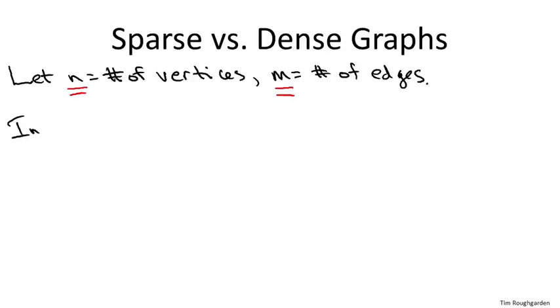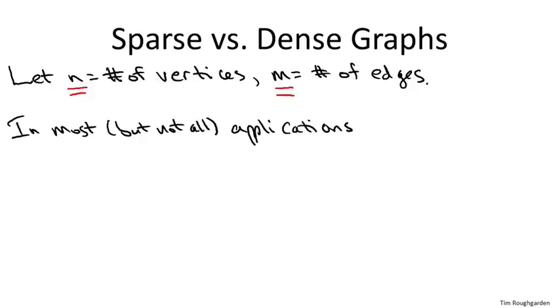Now, one thing we learned from the previous quiz is the following. In most applications, not all applications, but most applications, m is at least linear in n. Remember in the quiz you saw it was at least n minus 1 if you wanted the graph to be connected. And it's also big O of n squared. This is under the assumption that there are no parallel arcs.